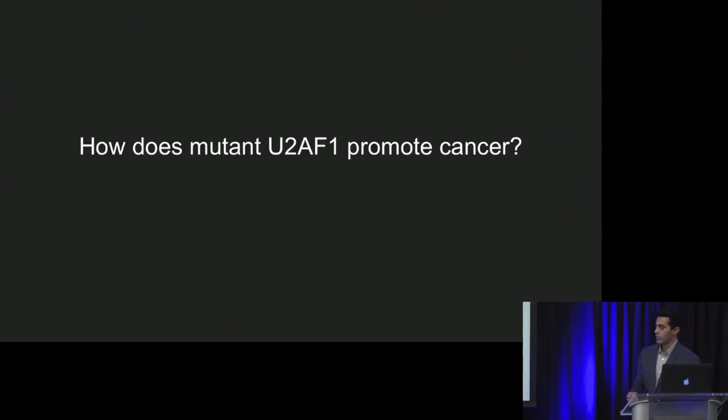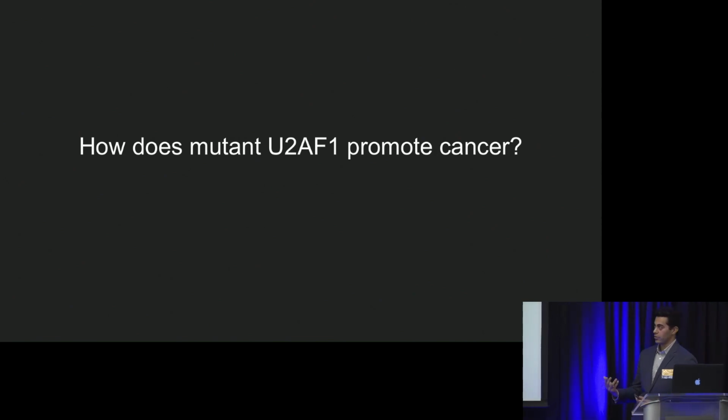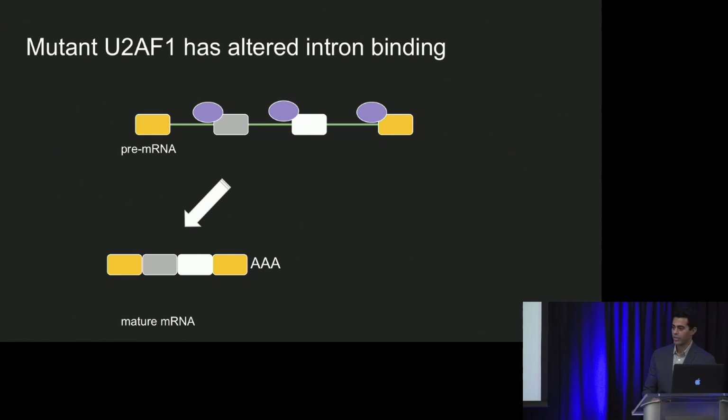And so the big question that we're trying to answer for all the splicing factors, but also for this U2AF1 splicing factor, is how does this mutation actually promote cancer? Why is it being selected for in tumor cells, and how is it advantageous? So to answer that question, we have to look at what the function of normal U2AF1 is.